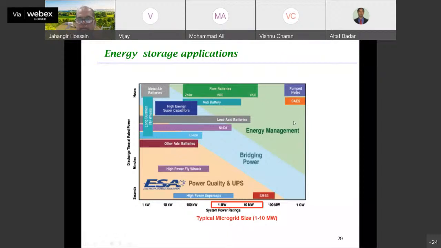If you want higher capacity, then pumped hydro or compressed air energy storage is also getting popular in recent years. So you could think about those storage options as well. And then thermal storage, like a heat pump, is also getting popular in recent years.